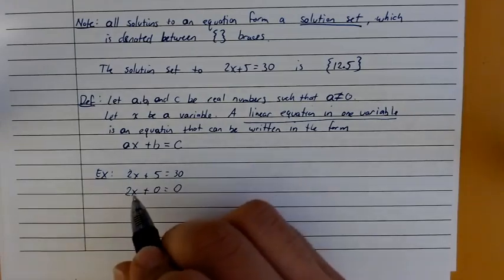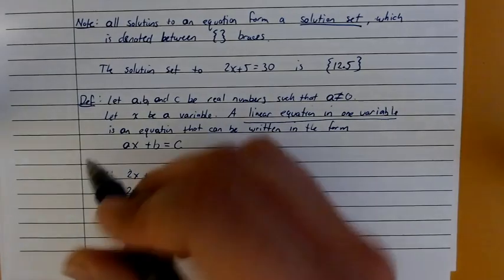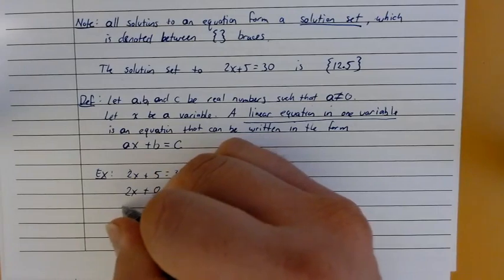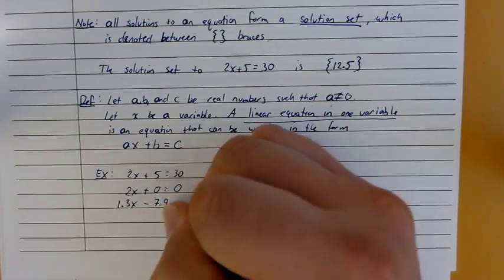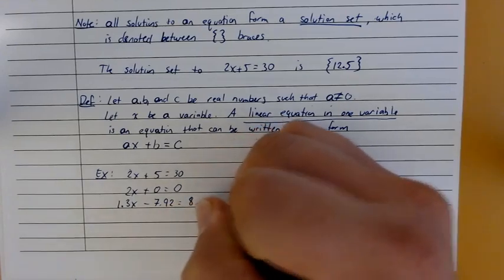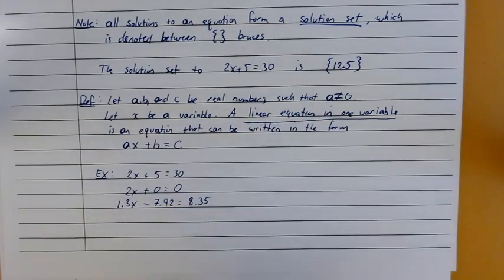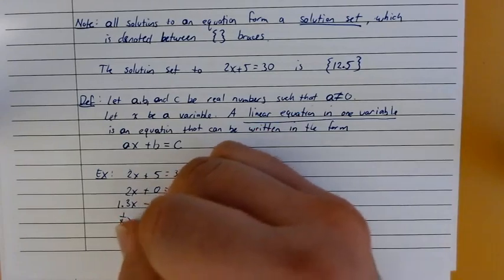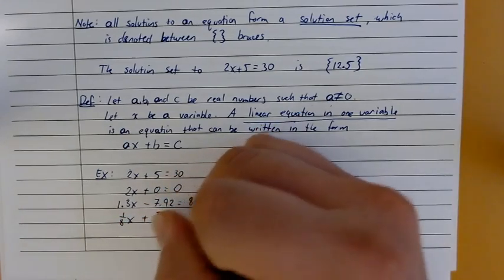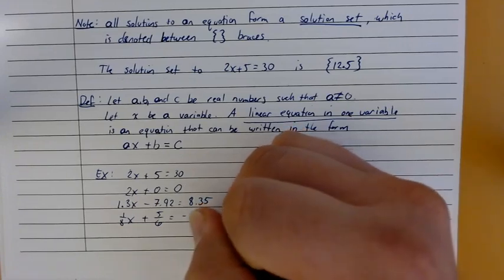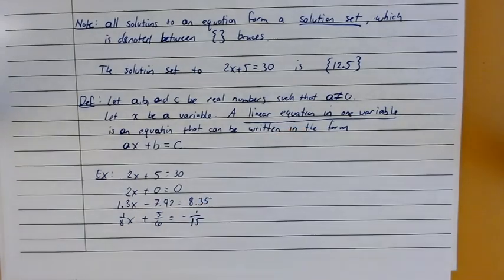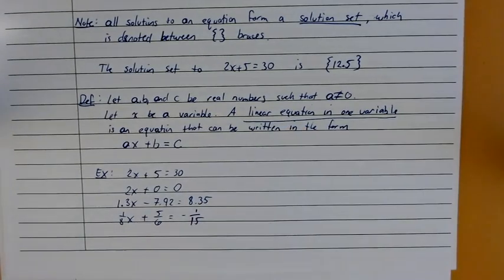We can say these are fractions or decimals or anything else. We can say 1.3x minus 7.92 equals 8.35. We could say 1/8 x plus 5/6 is equal to negative 1/15, like that. And all of these are perfectly acceptable linear equations in a single variable, in one variable.